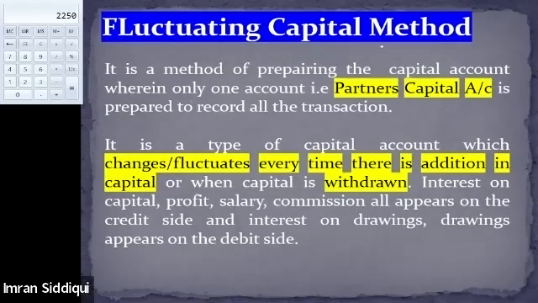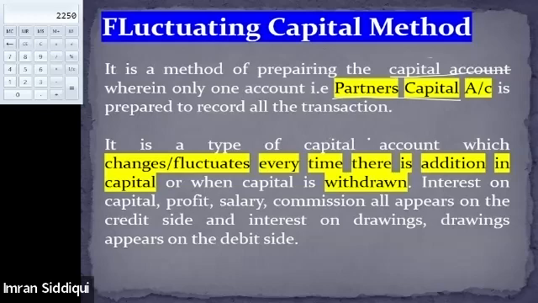See, the fluctuating capital method is a method of preparing a capital account wherein only one account is prepared and it records all the transactions that affect the partner's capital. Only one account, that is the partner's capital account, is prepared that contains all the items that affect the capital balance of the partner.